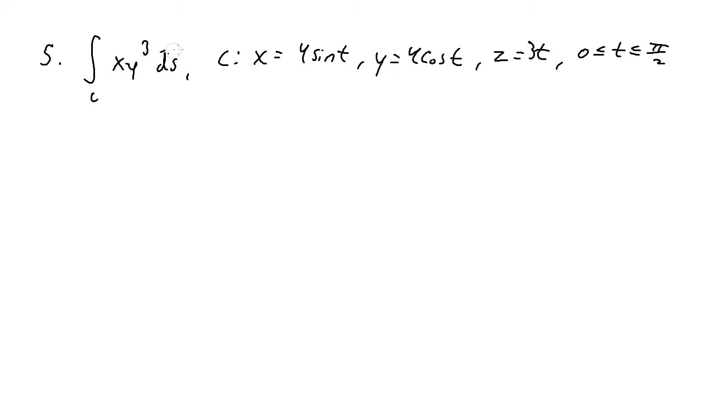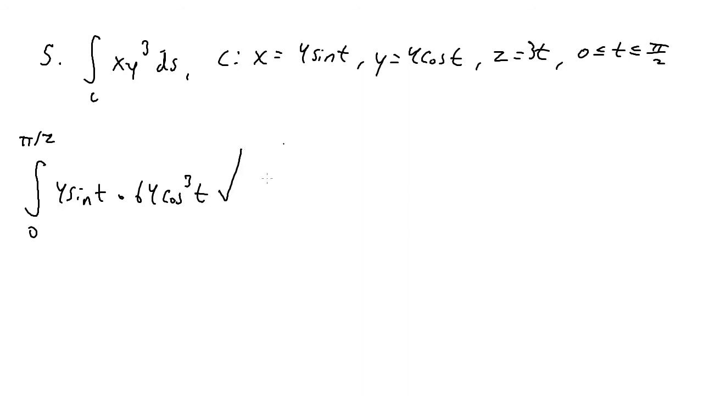So since we have ds and we're given specific parametric equations, we can go back to the very first formula that we used in this video, where we can take the integral. Now the t bounds once again are from 0 to pi over 2, and we're going to replace everything under the integral with the parametric equations. So x is going to be equal to 4 sine t, so we have 4 sine t times y cubed, so y is going to be 4 cosine t. 4 cosine t cubed is going to be 64 cosine cubed of t, and then we have times ds.